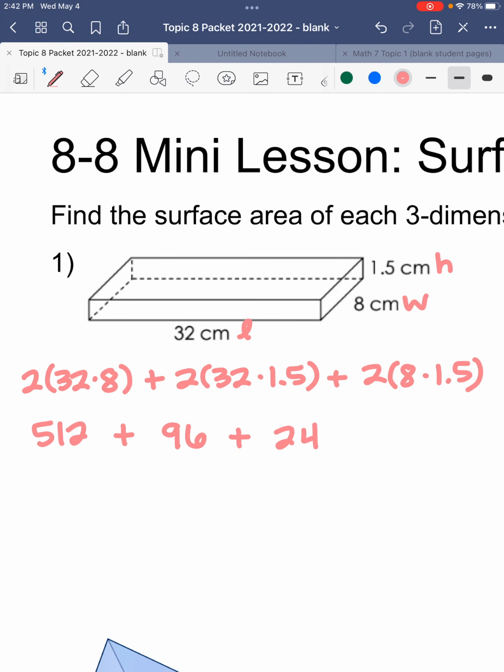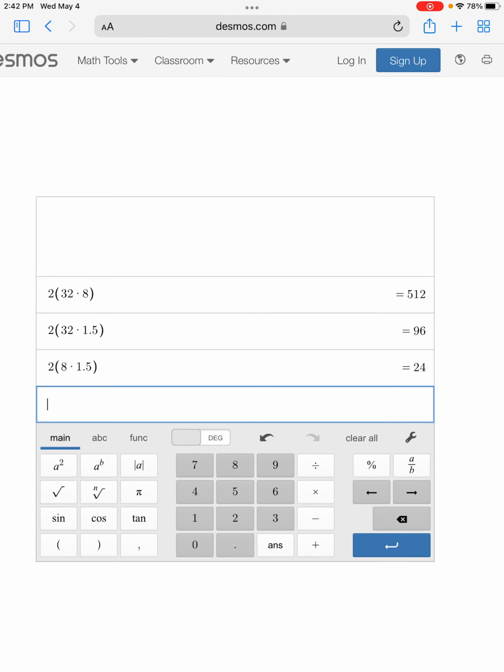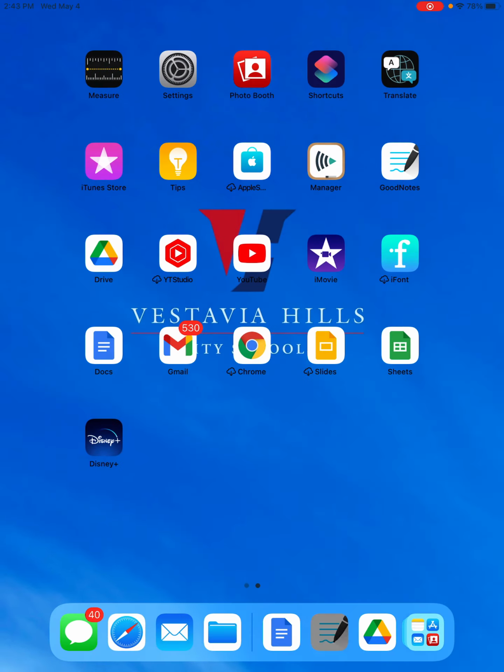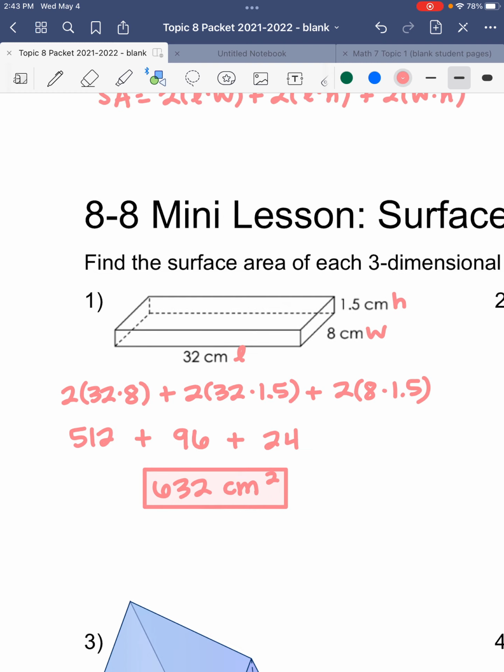Okay, so now that I have all three pieces, I can add them together. 512 plus 96 plus 24. We'll just put that in our calculator. 512 plus 96 plus 24, and I get 632. So the surface area of this rectangular prism is 632 square centimeters. Okay, now let's look at number 2.